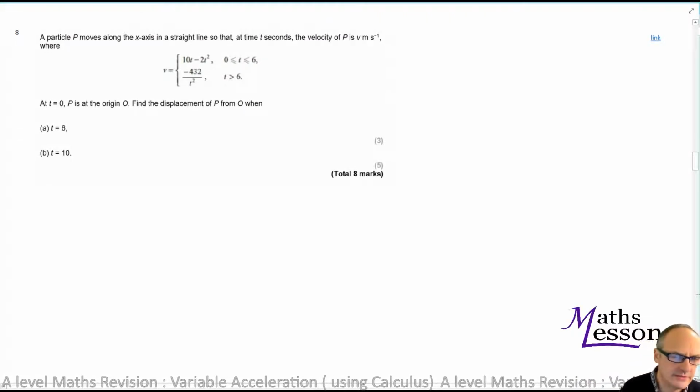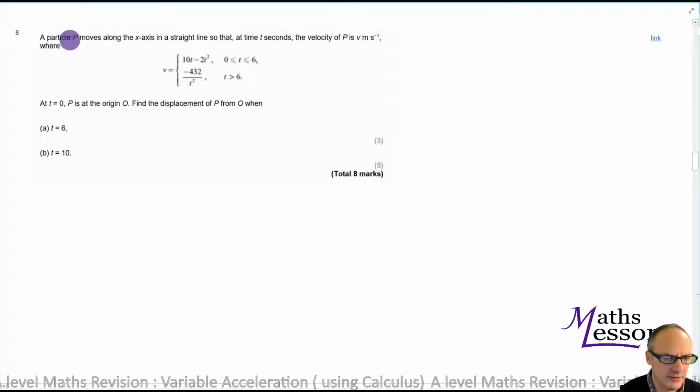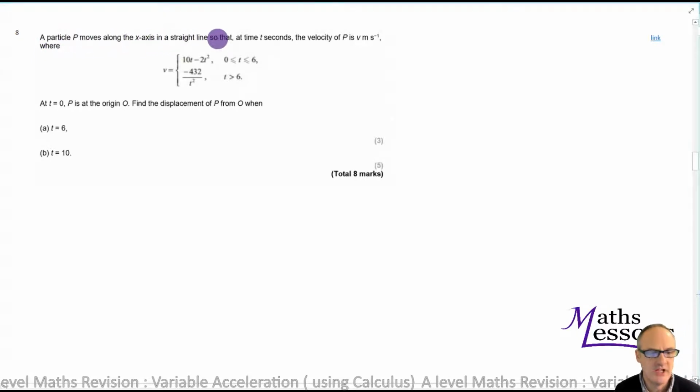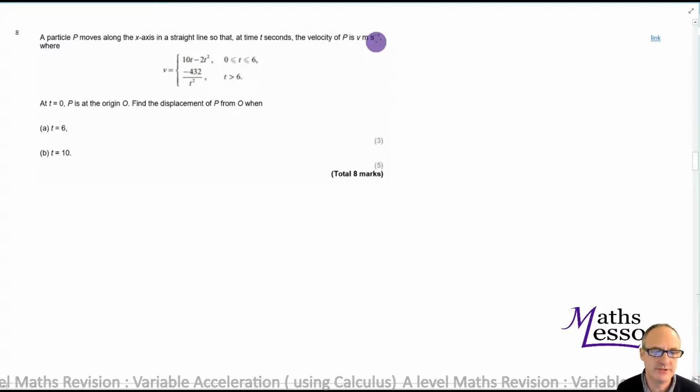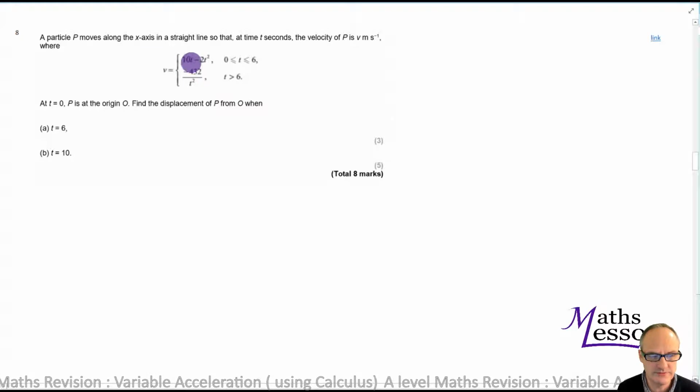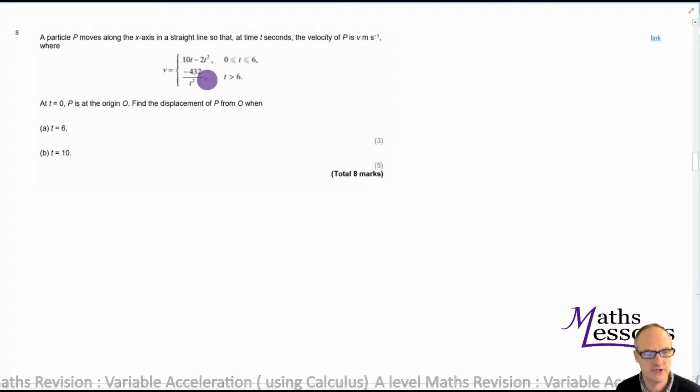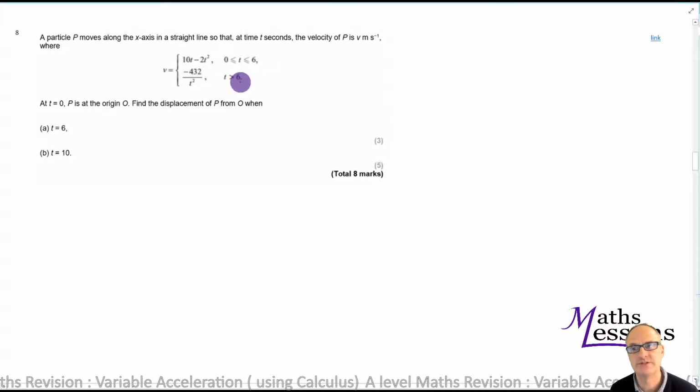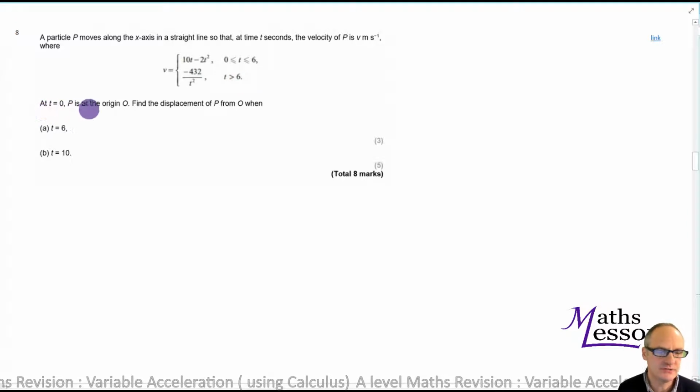Right, here we go. So let's have a look at this question. So a particle P moves along the x-axis in a straight line so that at time t seconds, the velocity of P is equal to v meters per second. Now what you'll see is we've got two functions, one from 0 till 6 and another one when t is greater than 6. So at t equals 0, P is at the origin, find the displacement of P from O when t equals 6.